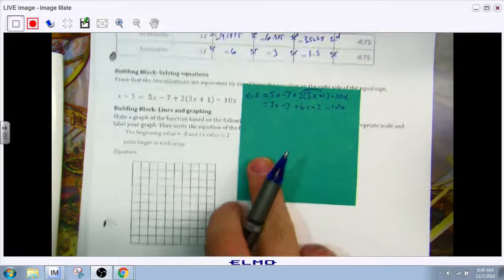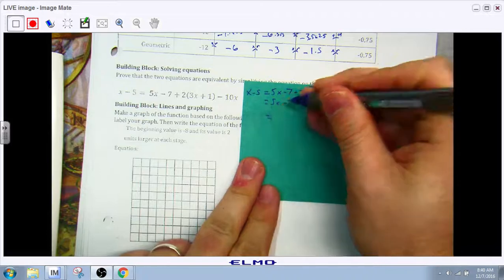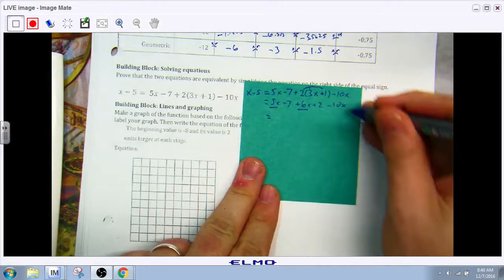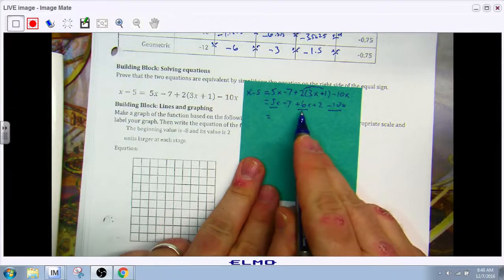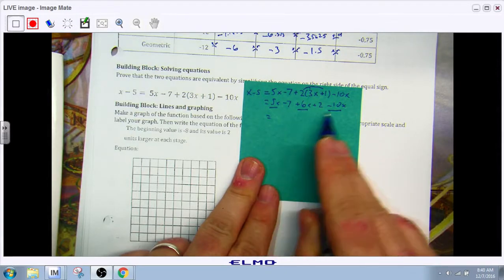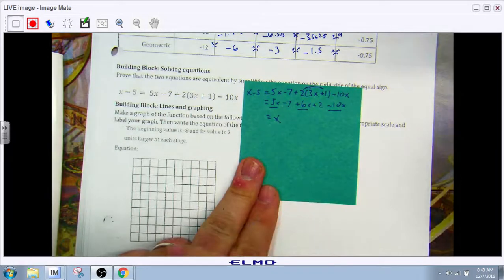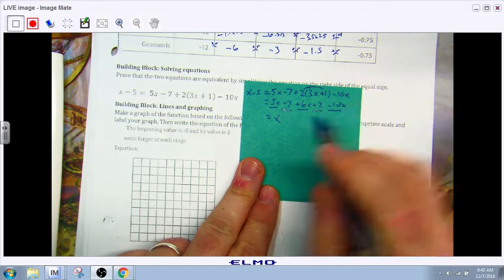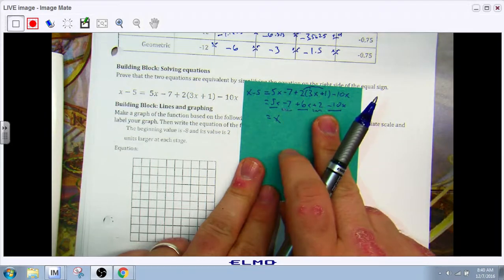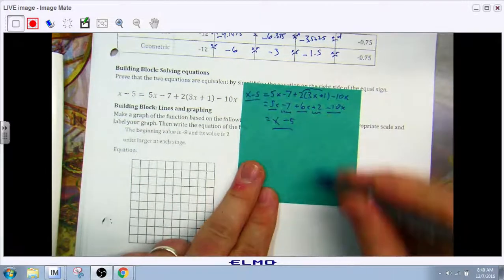No multiplication, no division, so now we're going to add. So we're going to combine our like terms. I'm going to start with my x terms. I have a 5x, a 6x, and a negative 10x. So 5 plus 6 is 11. 11 minus 10 is 1. So that's x. Now I have my constant terms. Negative 7 plus 2 is negative 5. So does x minus 5 equal x minus 5?